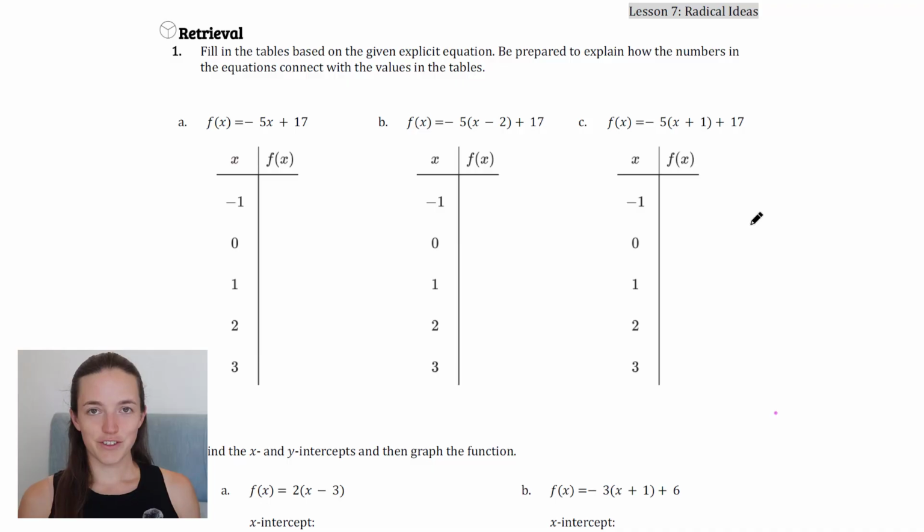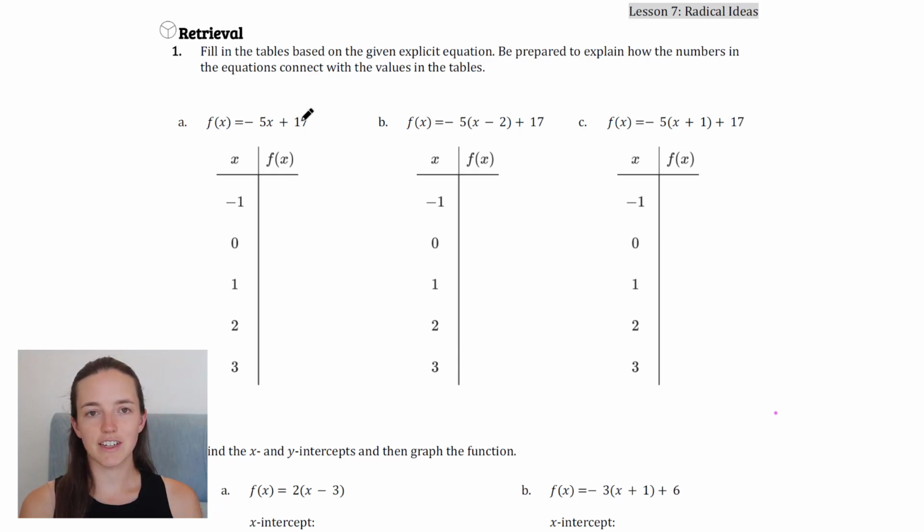This is the Unit 2 Lesson 7 retrieval. In our packet, it is on page 65. For this first question, we're supposed to fill in the tables based on the given explicit equation, and they want us to be prepared to explain how the numbers in the equations connect with the values in the tables, and that will become obvious as we start filling them out. So let's start at the beginning.